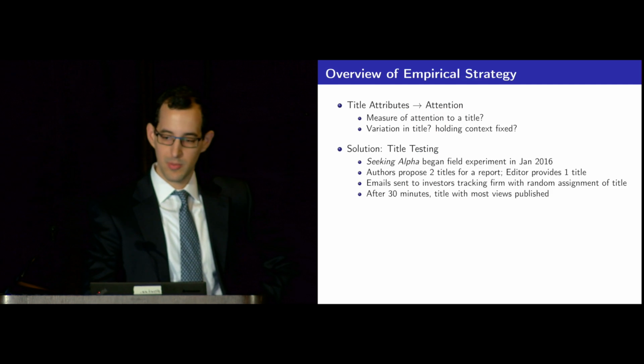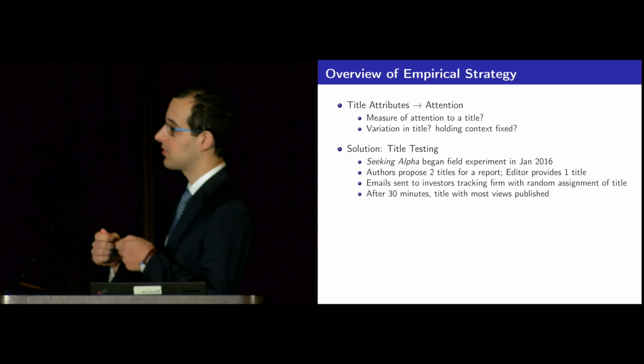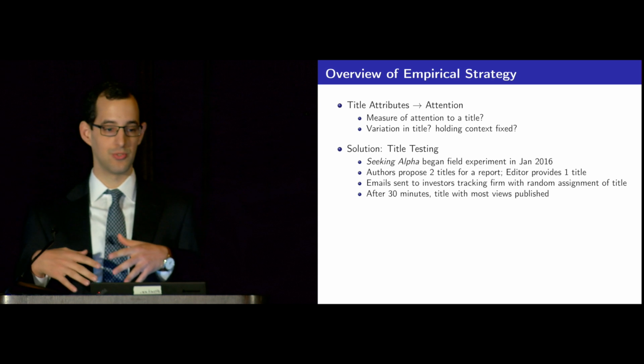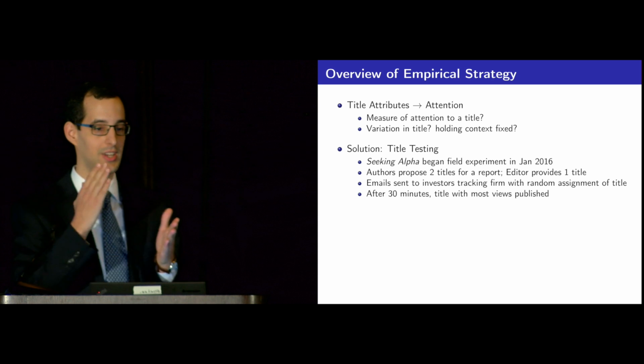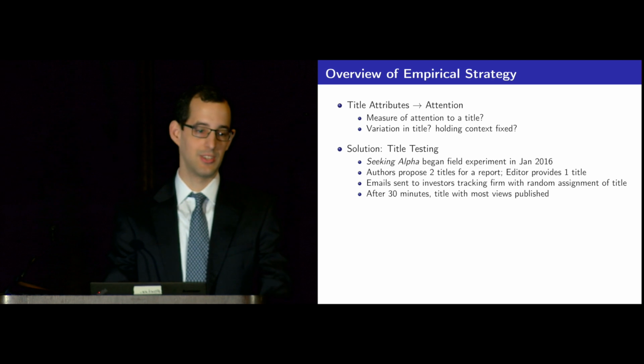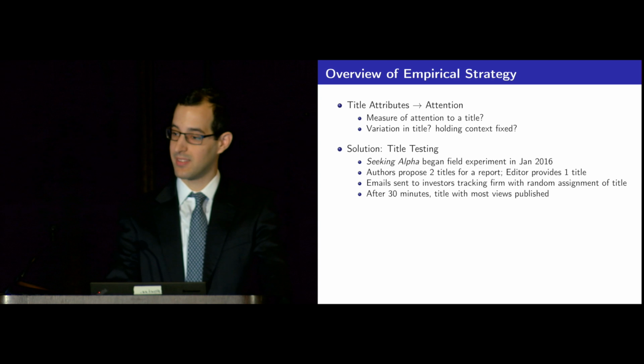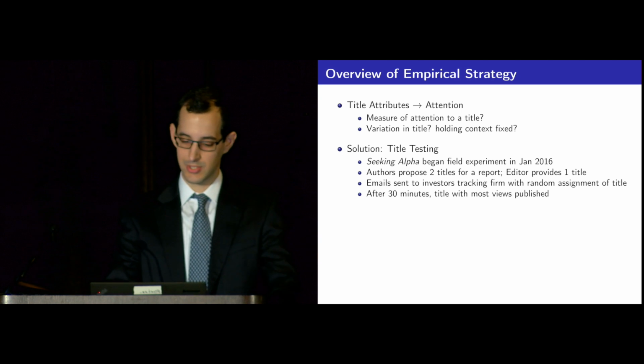So going back to the experiment, here authors propose a couple of titles for the same report, and then email alerts are sent to all the investors who are interested in that firm's news. So if you're interested in Tesla, you sign up for alerts, you'll get an email on some news about Tesla, but the title you see is randomly assigned to you. After 30 minutes, Seeking Alpha chooses the title that gets the most attention as the title to publish.